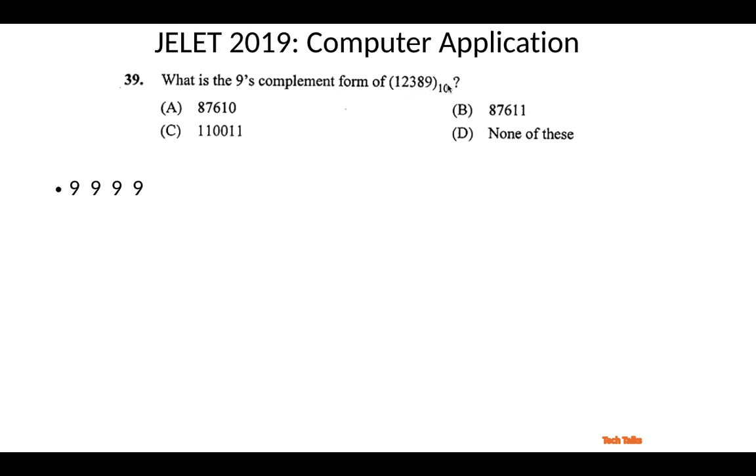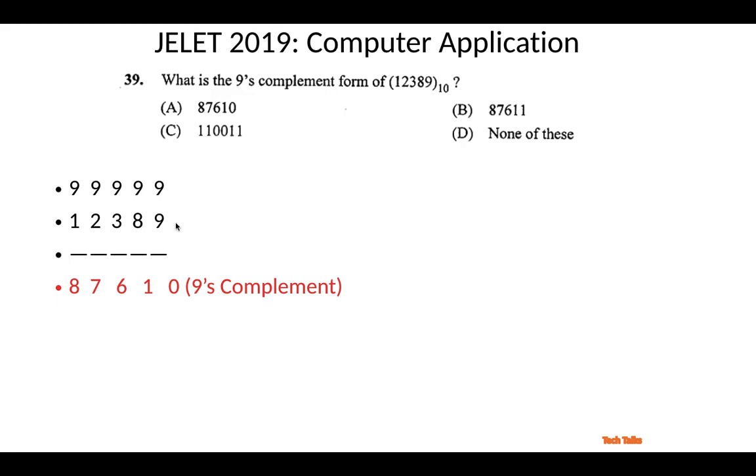So first let's write 5 nines. Under that you write the actual number 1 2 3 8 9. Now subtract each number from the 9. So if we subtract, what do we get? From the right side, 9 minus 9 is 0, 9 minus 8 is 1, 9 minus 3 is 6, 9 minus 2 is 7, 9 minus 1 is 8. So this is the 9's complement.